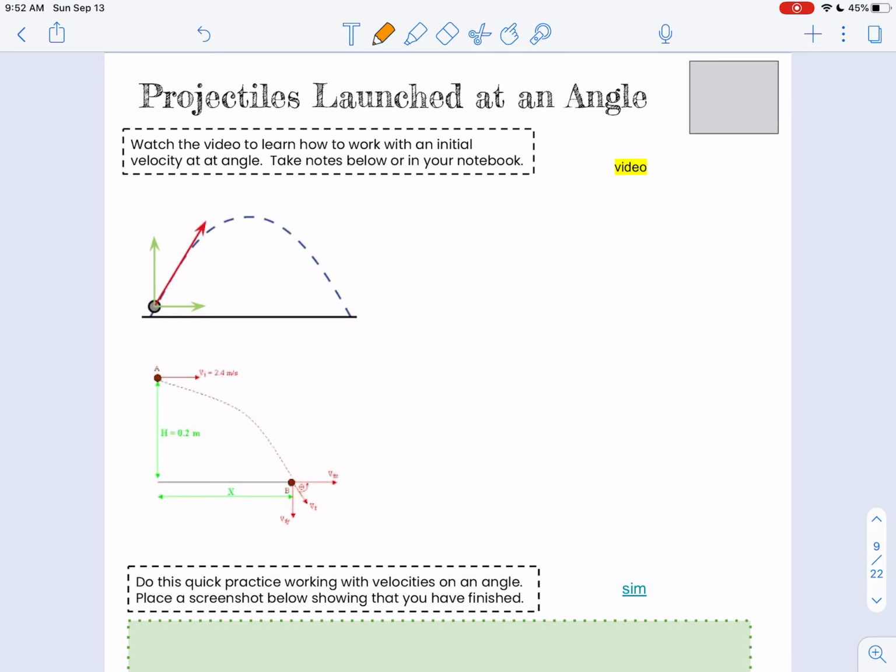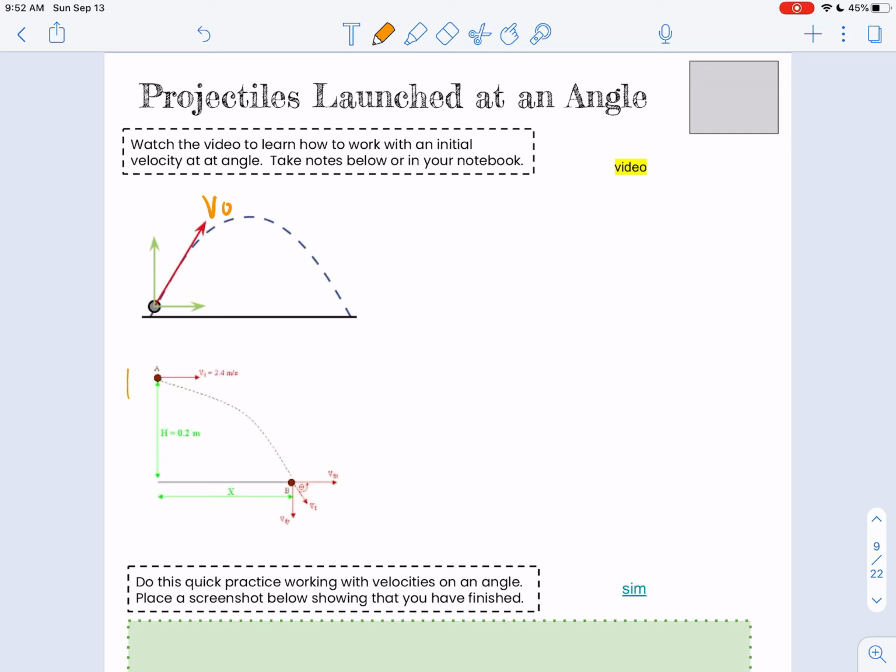Okay, so most projectiles that we will see will not launch horizontally. They'll launch at some kind of an angle. I don't know, maybe not all. Okay, so what you need to do is be able to deal with an initial velocity that is on an angle, all right?